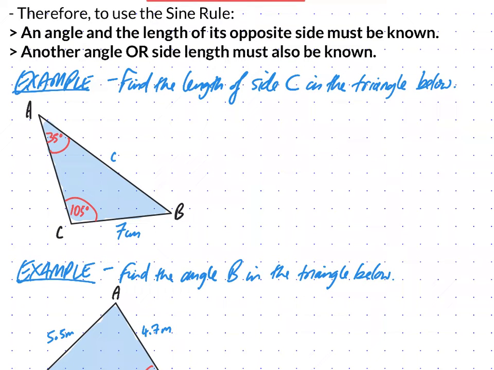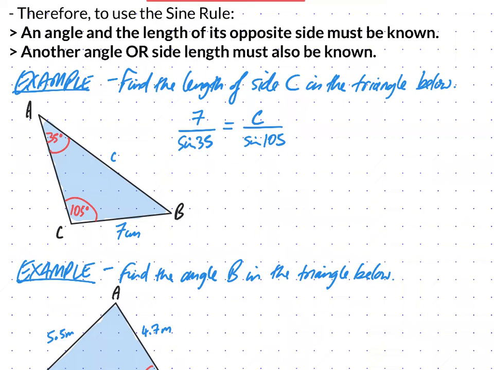You need to make sure your calculator is in degrees mode. Find the length of side c in the triangle below. So we have an angle and its opposite side known, and we have another angle known, so we can use the sine rule here. We have 7, the side length, over sine of 35, which is the angle opposite that side, is equal to c, which is the unknown, over sine of 105.